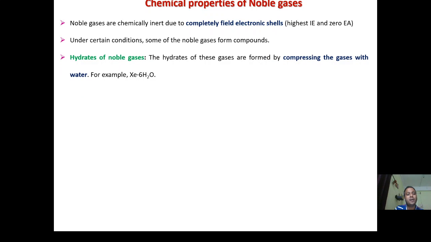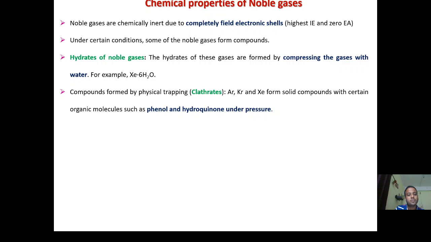The noble gases also form hydrates with water, but these are not chemically held together. That's why they are not considered to be true chemical compounds of noble gases. The hydrates of these gases are formed by compressing the gases with water. For example, xenon hydrate has a composition of Xe.6H2O. That is, 6 water molecules for each noble gas atom.